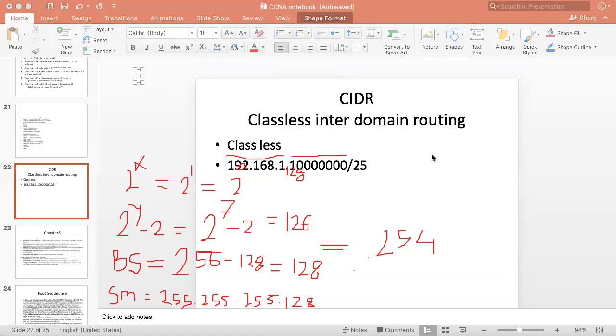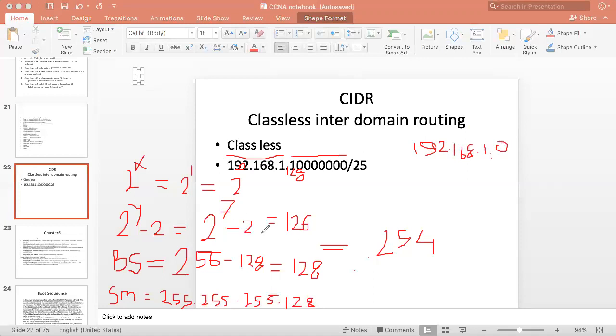The first network will be 192.168.1.0, because anyway it will start with 0. Even though it has one network bit, it will still start with 0. So the first address is 192.168.1.0.